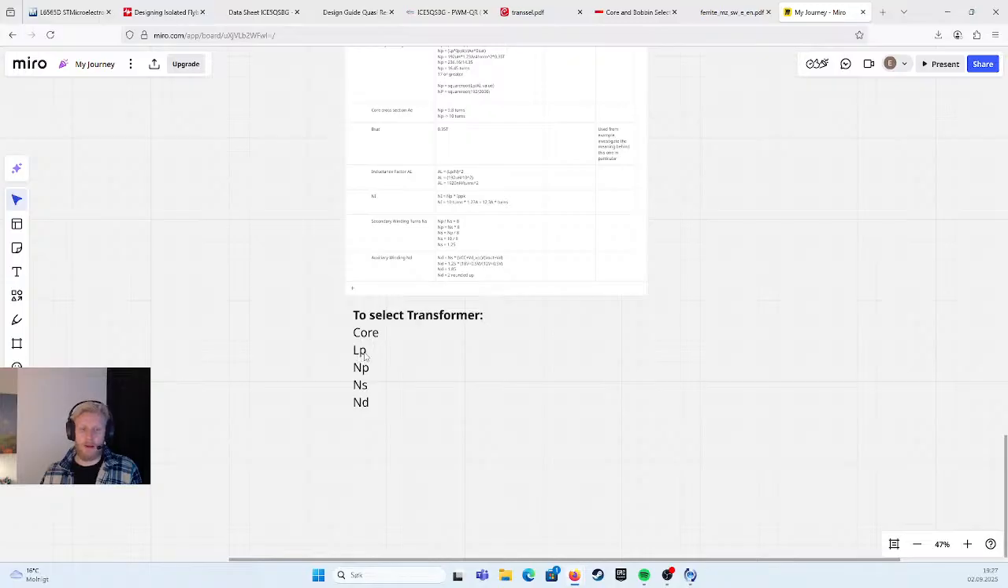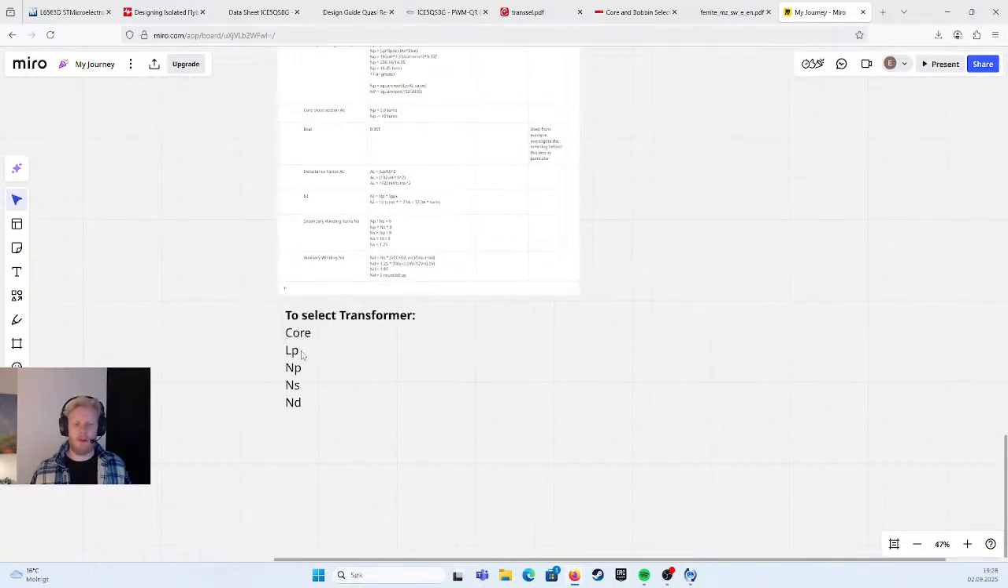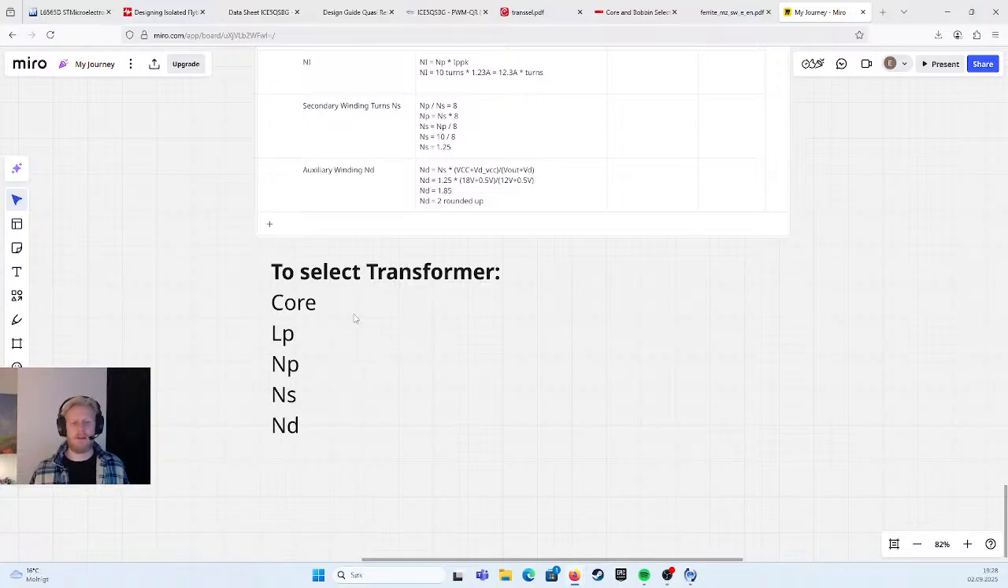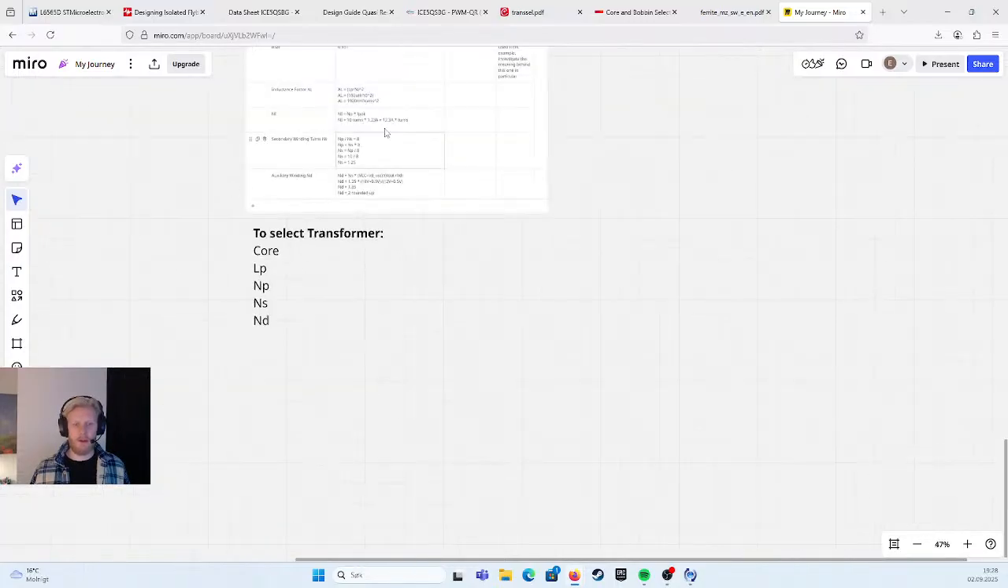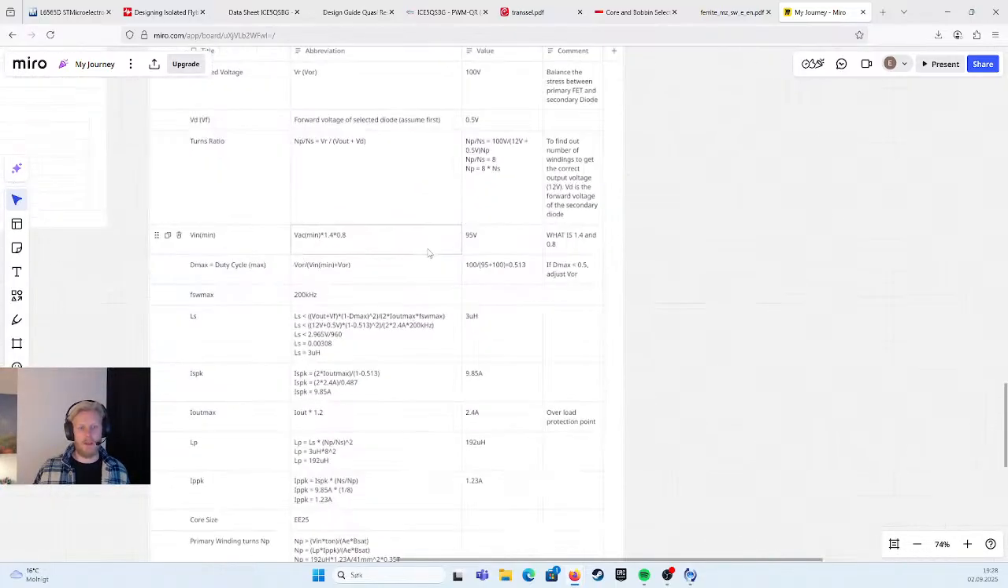The primary inductance, the primary number of turns on the windings. Primary and secondary, and then also the, was this the auxiliary maybe, yes, auxiliary winding. So in order to select a transformer for your design, you need to know this, and you get to that based off of some calculations, which are not that difficult actually.